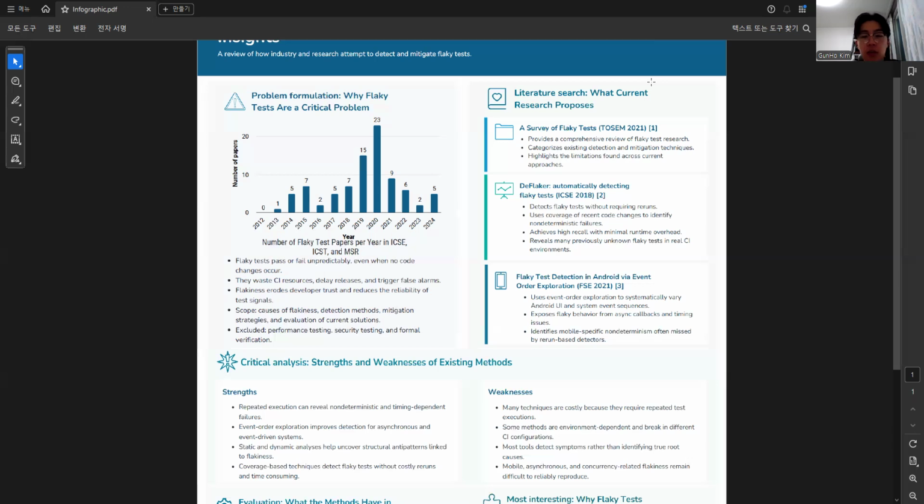behaviors. Taken together, these studies demonstrate a wide range of techniques addressing different aspects of flaky tests, while also revealing consistent limitations that current methods have yet to overcome.